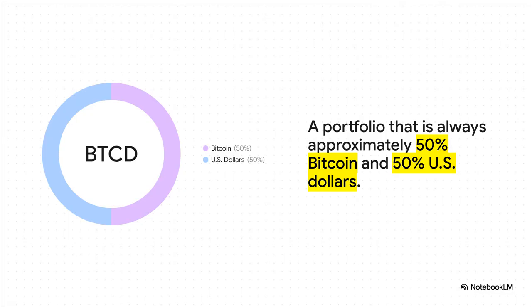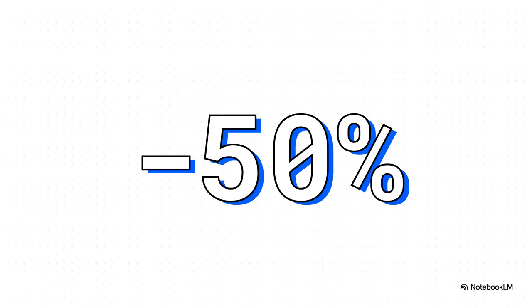So what exactly is BTCD? Well, it's basically a token that represents a direct claim on a portfolio that's kept perfectly balanced, 50% Bitcoin and 50% US dollars. That super simple construction is where all of its best features come from. And the most obvious benefit of that 50-50 split: it slices the dollar-denominated volatility of Bitcoin right in half.